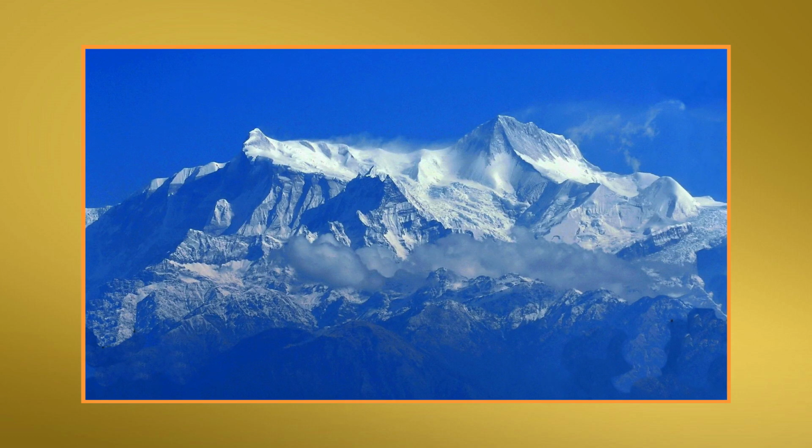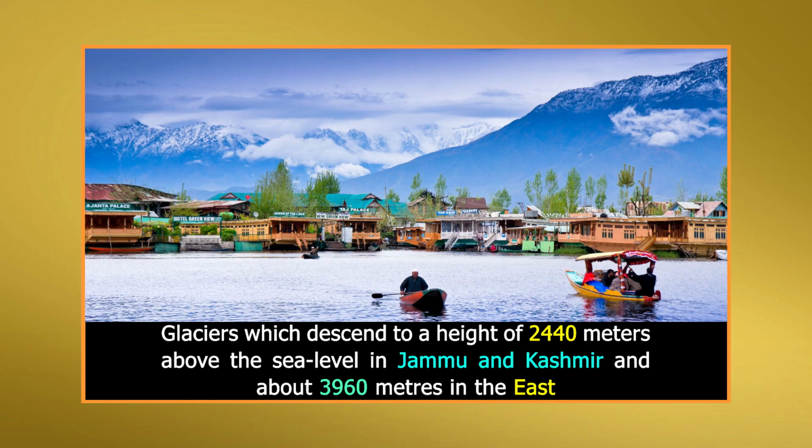The Great Himalaya is snowbound throughout the year and creates glaciers which descend to a height of 2,440 meters above sea level in Jammu and Kashmir and about 3,960 meters in the east. Being snowbound for a larger part of the year, this range is forbidding and can be crossed only by a few passes.